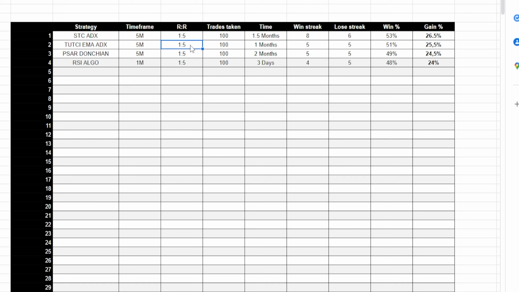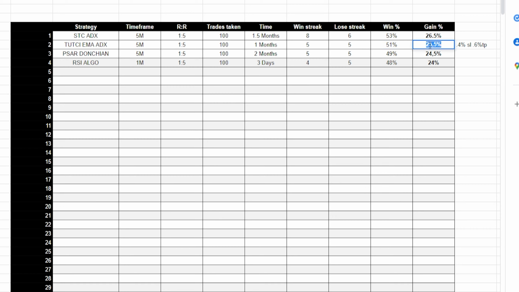With a risk reward of also 1.5, but a static percentage. So it was always 0.4% stop loss and 0.6% target profit. So that's a bit different from the rest. I think for scalping, this might be an even better solution because you don't have to use as much leverage always. The winning streak was 5, losing streak was 5, and the win percentage was 51% with a gain of 25.5%. And I'm really happy with that.